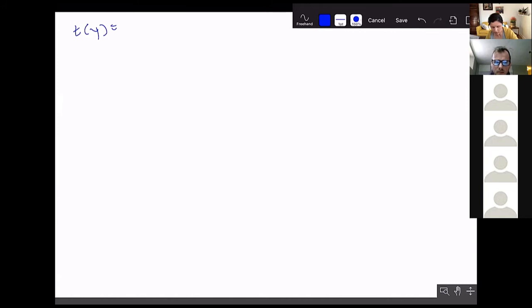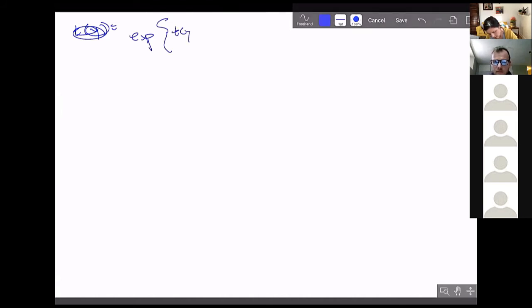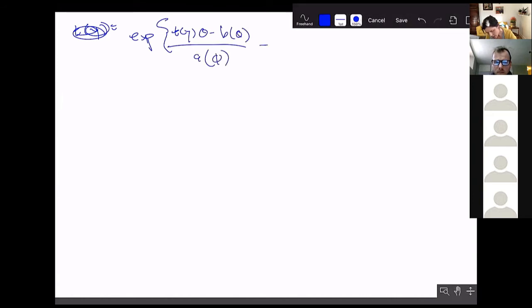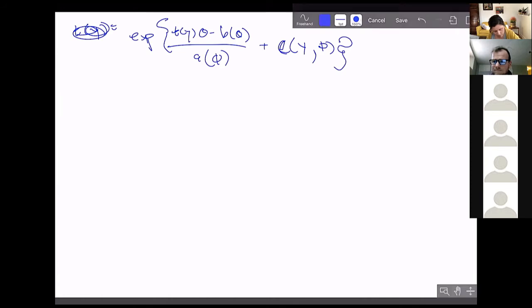But no, it's a good question. When you put it in the exponential family form, you end up with t of y times theta minus b of theta over a of phi, plus some function of y and phi. That's the form for the natural exponential family. If t of y equals y, then it's in canonical form and you're in the natural exponential family.